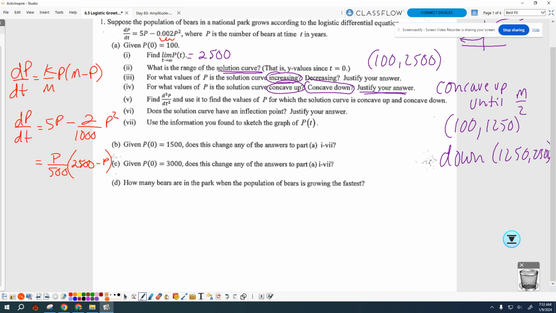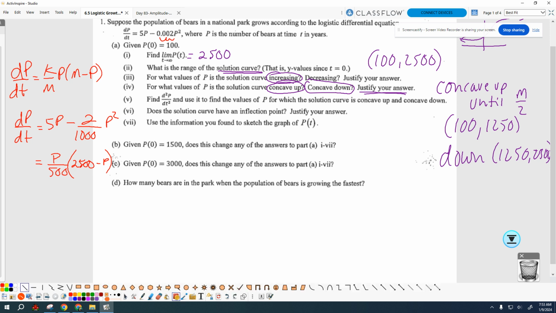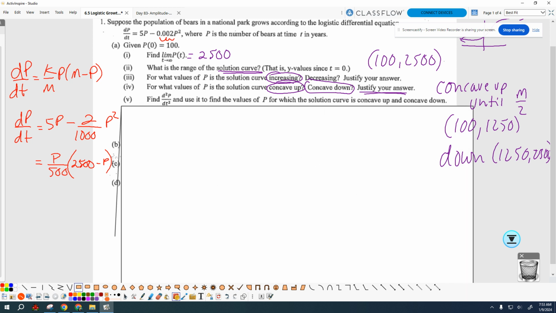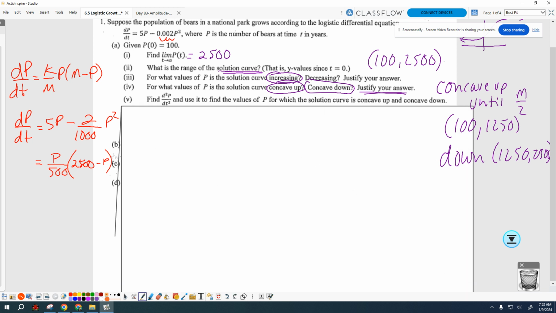But part 5, yes, any other question? How do I do the doubles? How do I find, okay, we'll do that now. So Amir, we're going to do the double derivative of this. What's the derivative of?